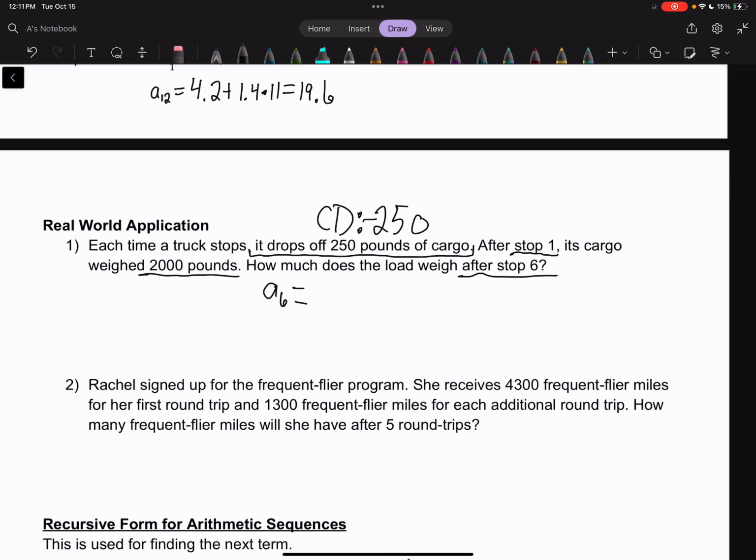I know my initial amount at the first stop is 2,000. I know that I'm going to be subtracting 250 from this 5 times. Why is it 5? The number I'm looking for, 6 minus 1 for the initial, is 5. And yes, that might have been procrastinating to do that math really quickly in my head. The answer, though, is 750 pounds on the 6th stop.